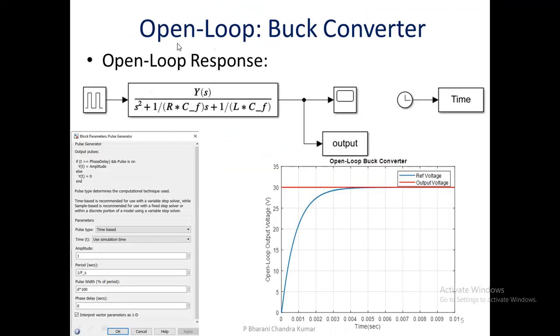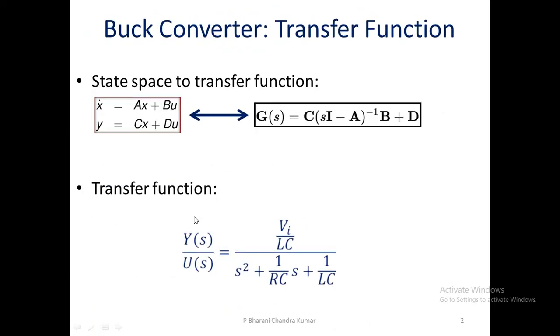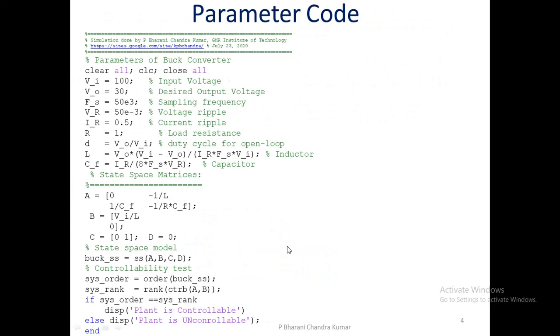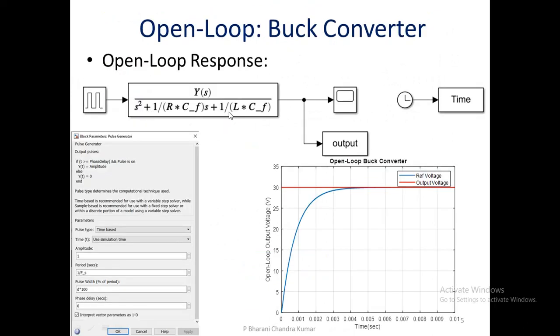So this is the open loop buck converter. You can see this is the duty cycle; I will tell you what this duty cycle is. First of all, this is the transfer function. We have already seen in the last 3 days how to represent this transfer function in the Simulink block. The numerator is Vi by LC, and the denominator is the same as we have seen. However, the input here is the duty cycle and the output we are capturing here.